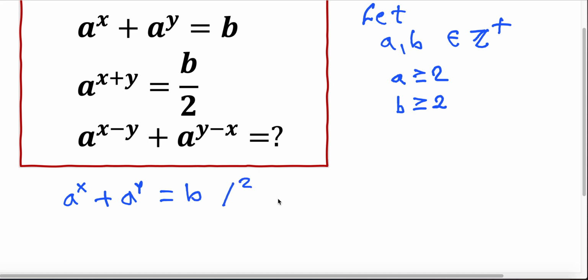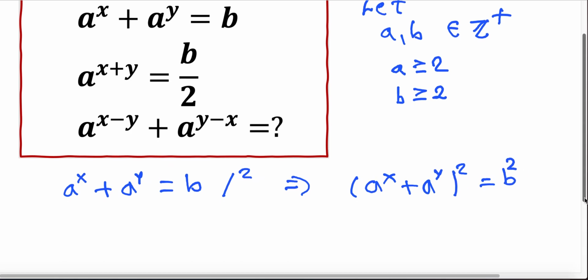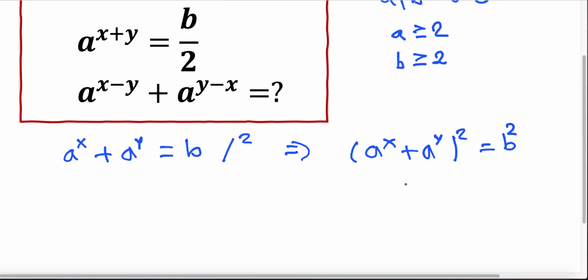Now I'm going to square this equation. If I'm squaring this equation, I'm going to have (a^x + a^y)² = b². Now if I'm expanding this binomial, it's going to be a^(2x) + 2 times a^x times a^y + a^(2y) = b².